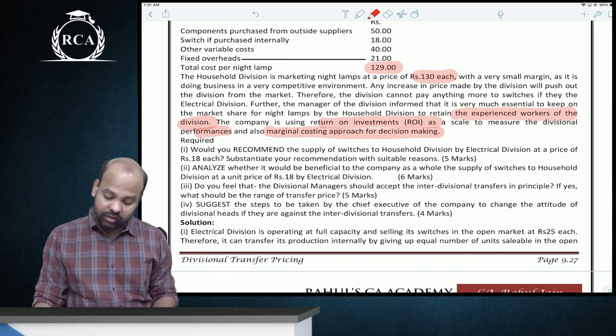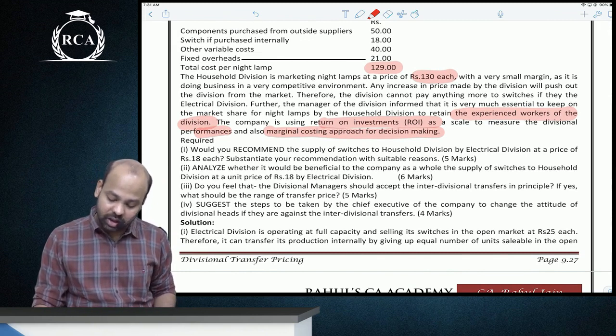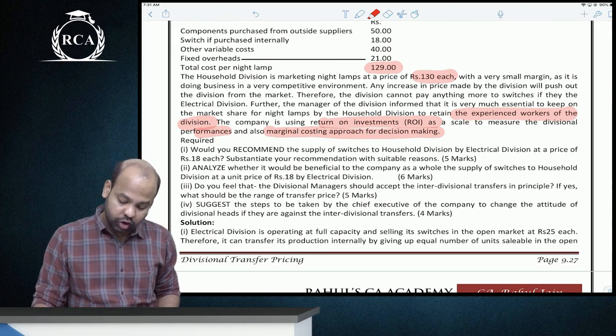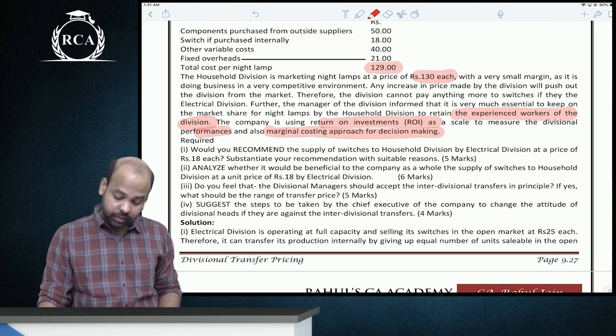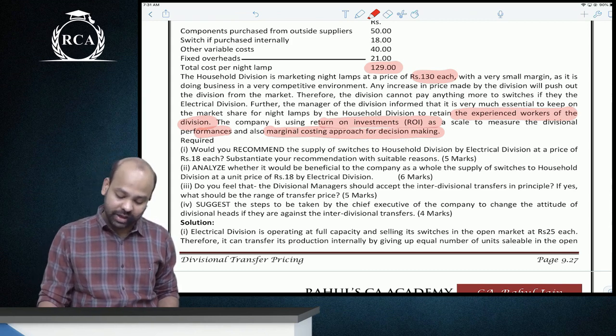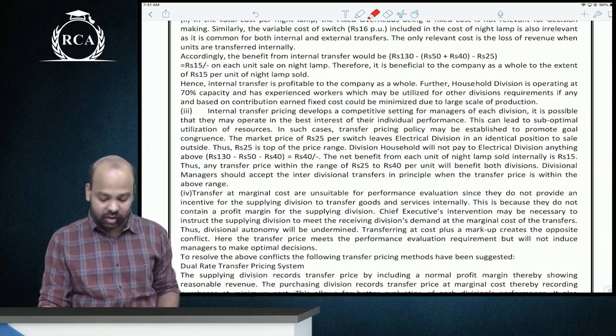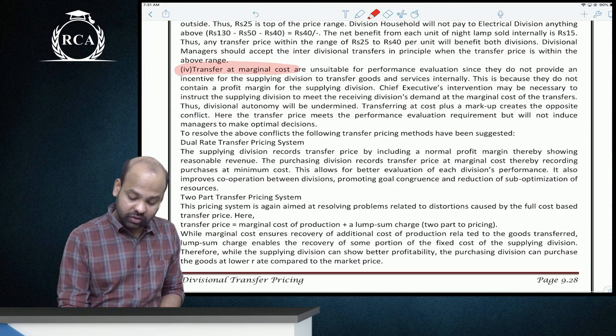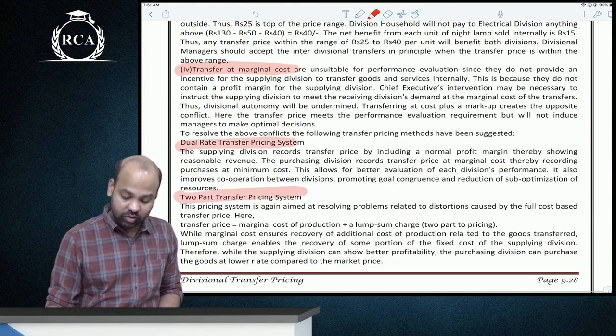Do you feel that the divisional managers should accept the interdivisional transfers in principle? If yes, what should be the range of transfer price? Suggest the steps to be taken by the chief executive of the company to change the attitude of the divisional heads if they are against interdivisional transfers. Last bit, if they say what actions should be taken, they will write about this only. They will not change anything.